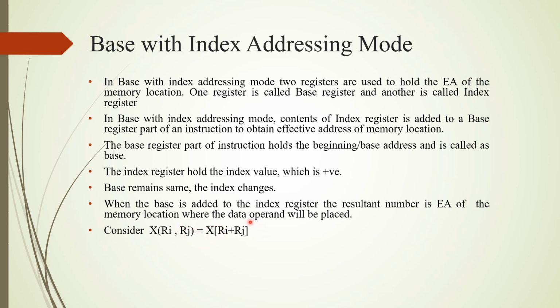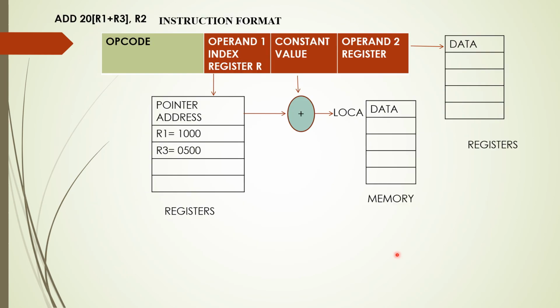The effective address is obtained by adding Ri plus Rj plus X. So Ri is the index register, Rj is the base register, X is a constant value, with the instruction format. Consider an example, add 20 of R1 plus R3 comma R2. Here R1 acts as an index register and R3 acts as a base register. The content of these two registers is added with the constant value 20 to generate the effective address.